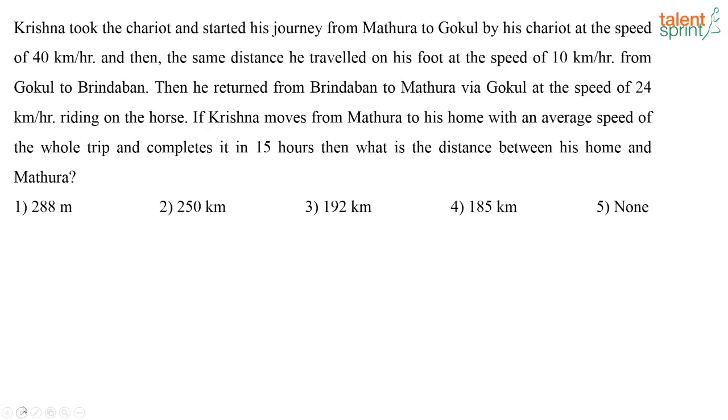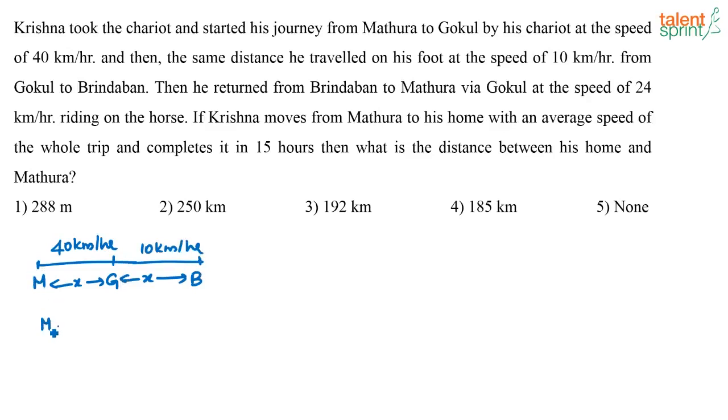So what is given here? See, Krishna is going in a chariot. First he is going from Mathura to Gokul, and then he is going from Gokul to Brindavan. Now if this distance is x kilometers, this distance is also x kilometers. Now here this distance he is travelling with a speed of 40 kilometers per hour, and this distance he is travelling with a speed of 10 kilometers per hour. So what is his average speed for this travel from M to B?